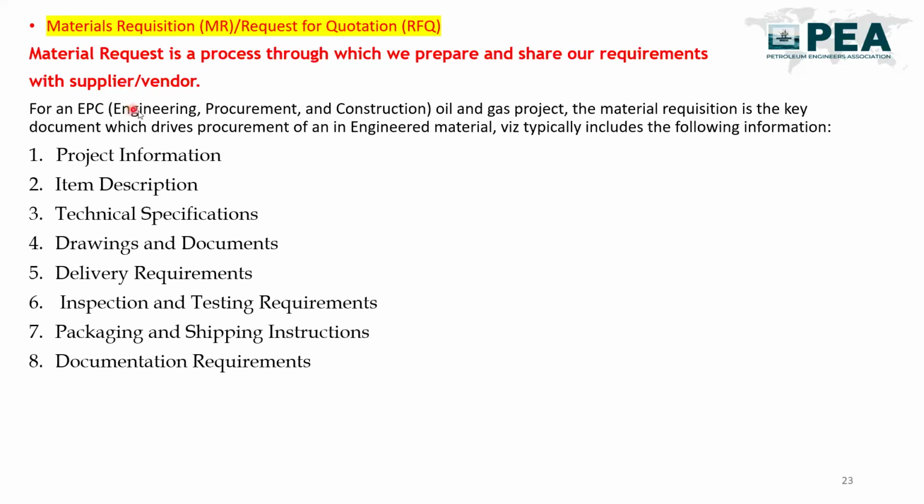In engineering, procurement and construction, the EPC industry, to prepare the MR and the request for quotation, first of all we need to give the project information in that MR, like for which project we are going to procure, where the material will go, what the site conditions are. Then what are the items we are going to procure with this MR? If you are preparing any MR, the different items you are going to procure we need to specify in our MR.